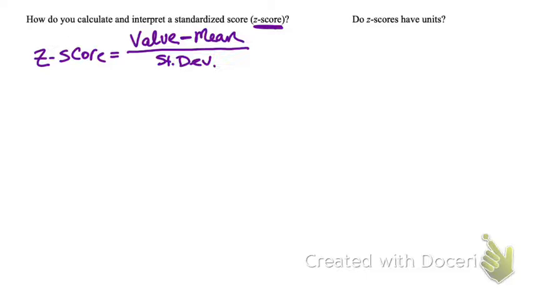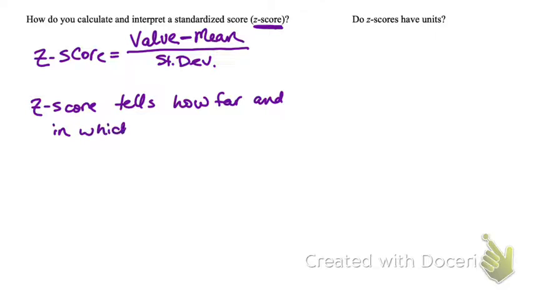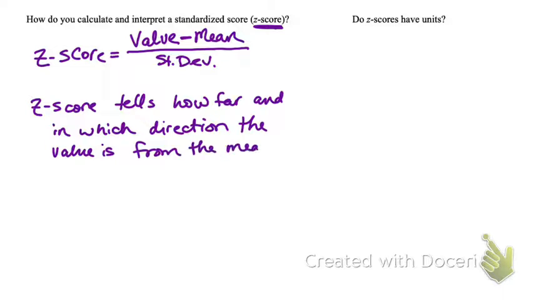How do I interpret this? The Z-score tells how far and in which direction the value is from the mean in standard units. So if it was like negative and positive, is that what it means by direction? Absolutely. Negative and positive tells me whether it is above average. Negative would be below average.